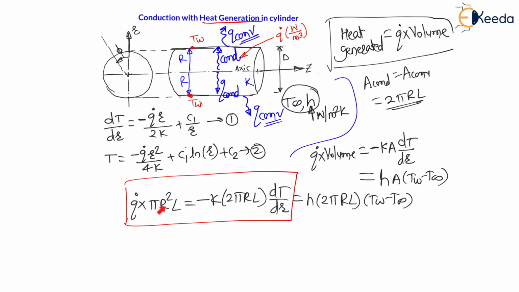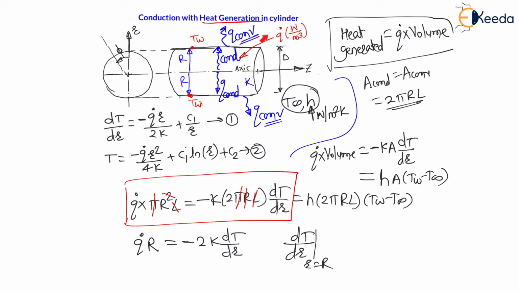From here, pi r L will get cancelled from both sides. Therefore, here we can cancel L. 2, sorry, 2 cannot be cancelled. Pi r is cancelled, so pi r and L will be cancelled. Therefore, we can say Q dot into capital R is equal to minus 2k dt by dr, right? So, my dear students, from this we will get dt by dr at r is equal to capital R.